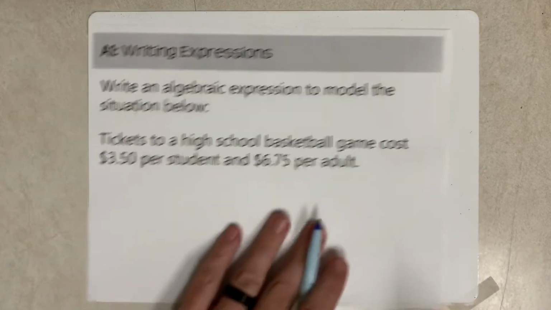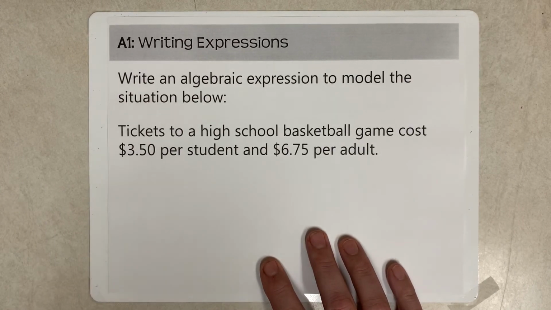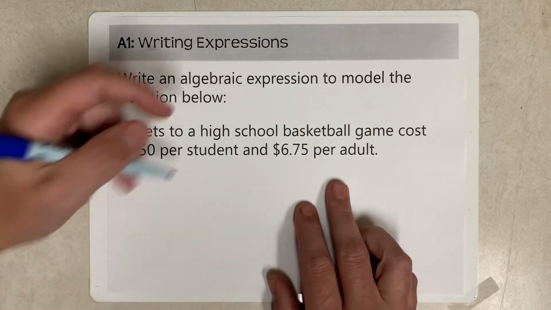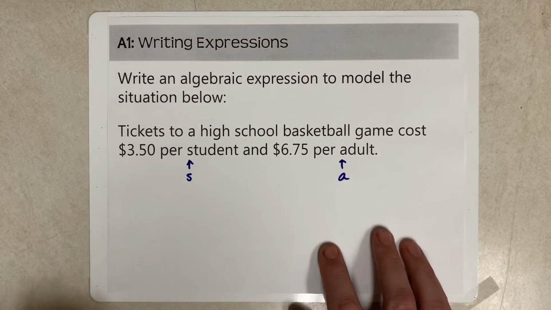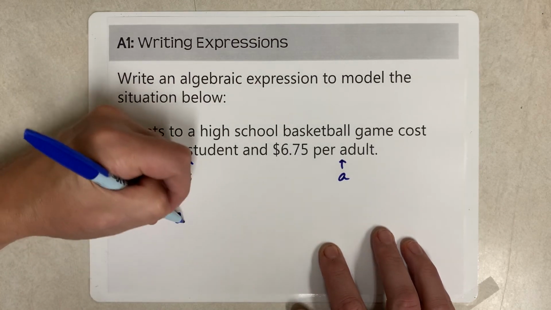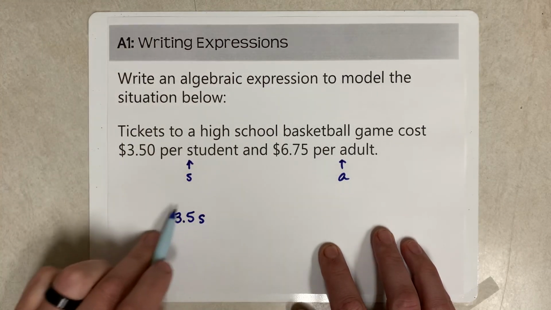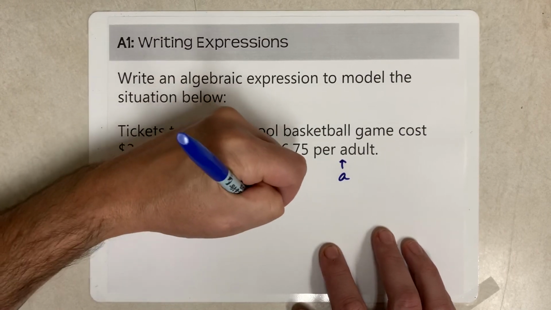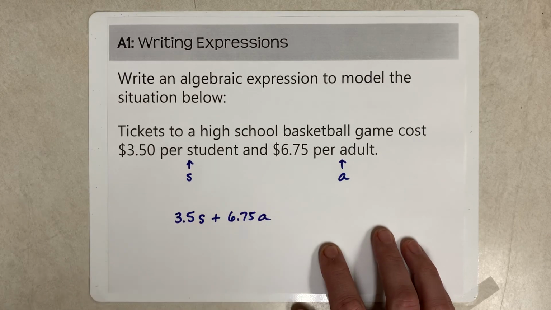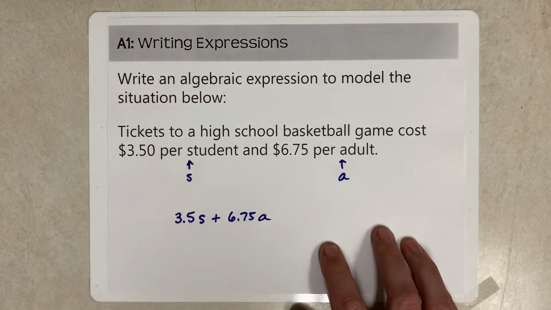All right, our last one. Tickets to a high school basketball game cost $3.50 per student and $6.75 per adult. So there's two things going on here, students and adults, and I'll use S and A for this. So now an expression for the total cost would be $3.50 per student, so 3.5, or you could put 3.50, it's up to you, times S, that's all the money from the student tickets, plus 6.75A, that's all the money for the adult tickets, and now that represents the entire amount of money that they're going to collect from student and adult tickets for that expression.